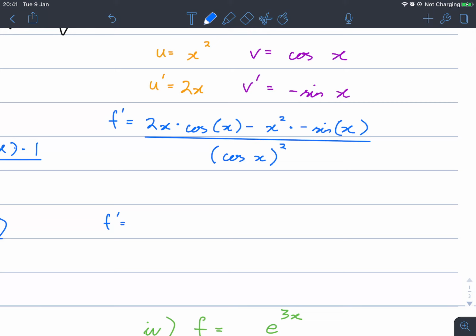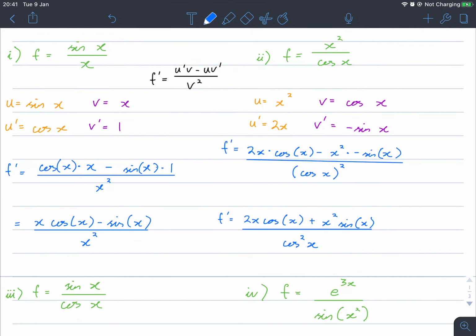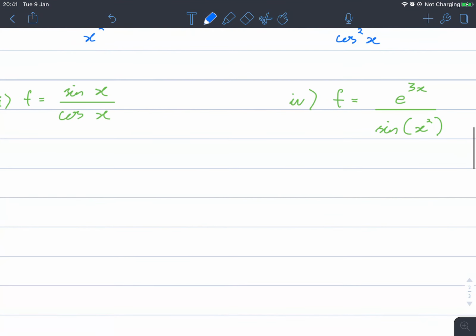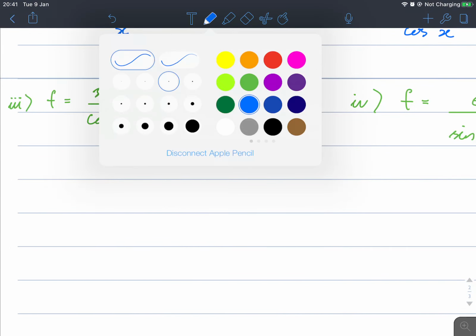Let's clean this up a little bit. 2x times cosine x is just 2x cosine x minus, but look, negative x squared times negative sine gives me positive x squared sine of x, all over cosine squared x. Moving right along. Here we have another one.